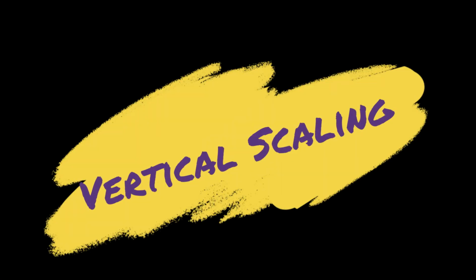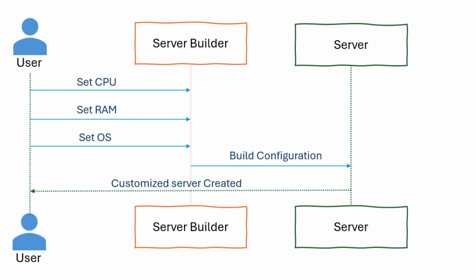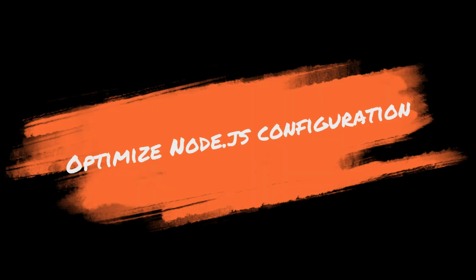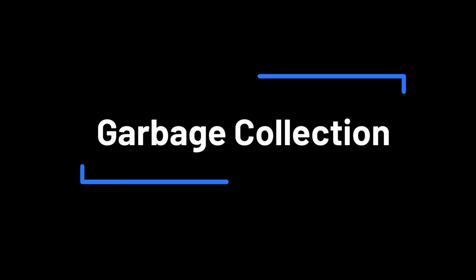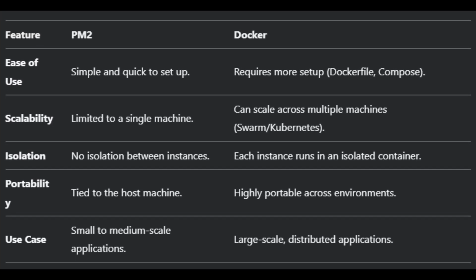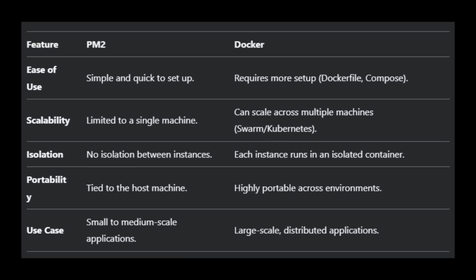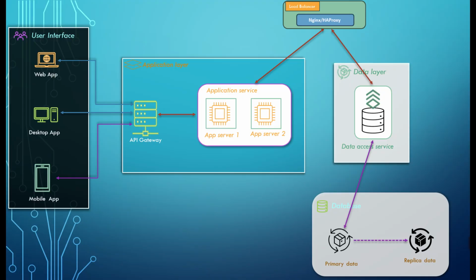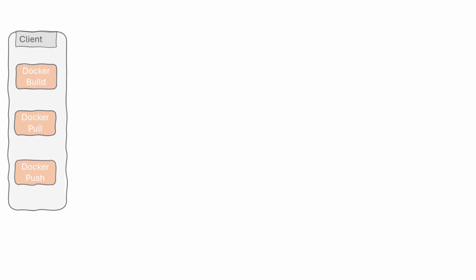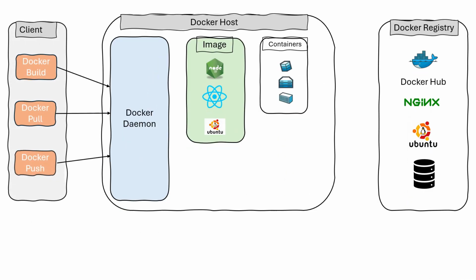Scale up using vertical scaling. Increase server resources like CPU and RAM. Optimize Node.js configuration, heap size, and garbage collection. Use efficient data structures and algorithms. Scale out using horizontal scaling. Deploy multiple Node.js instances using PM2 or Docker. Implement load balancing with Nginx or HAProxy. Use sticky sessions if needed for WebSocket connections. Container orchestration with Kubernetes for automated scaling.